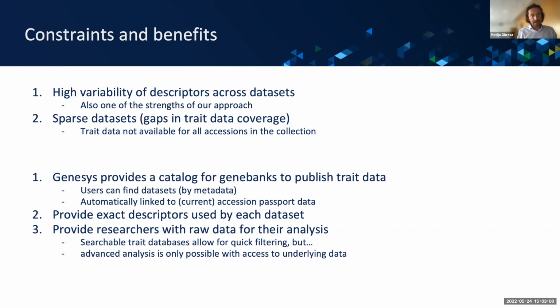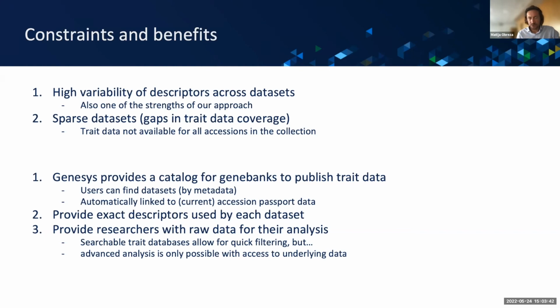Users can search data sets in Genesys. Obviously, the search works by metadata. Accessions are linked to the data sets where they're described. So users can find the trait data that is in Genesys based on metadata alone. And as described earlier, when you have accessions described in a data set, these are automatically linked with their passport data in Genesys, which is most likely current and up to date, including whether the accession is still alive or not. Right, and the approach allows you to provide the exact descriptor lists used in each data set.